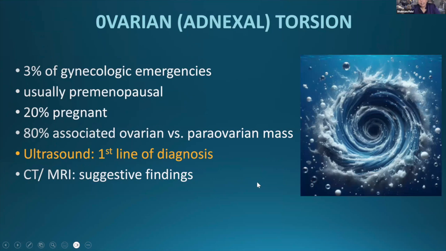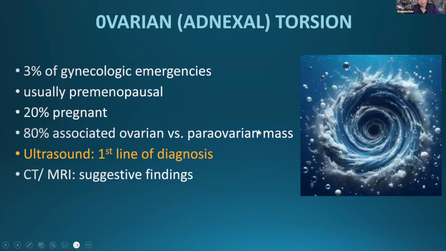The next entity I'll discuss is ovarian or adnexal torsion. I put in the schematic of a whirlpool to remind you to always evaluate the adnexal vasculature in suspected cases of torsion. So ovarian or adnexal torsion accounts for about 3% of gynecological emergencies. It usually occurs in premenopausal patients.